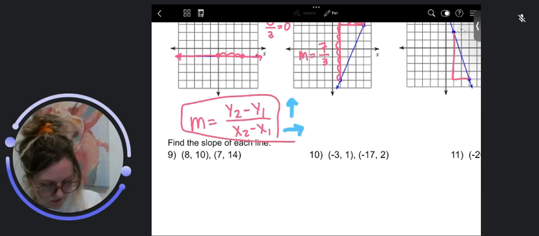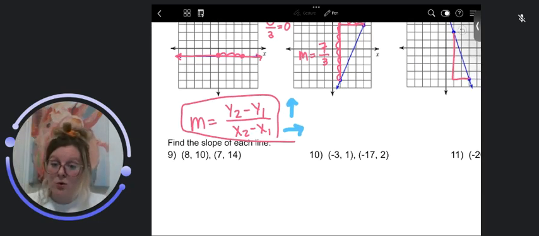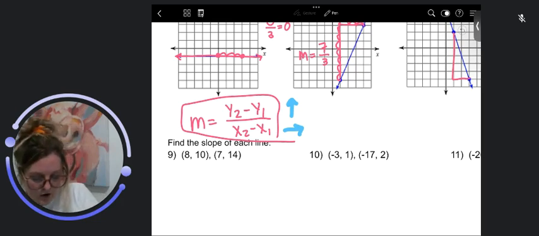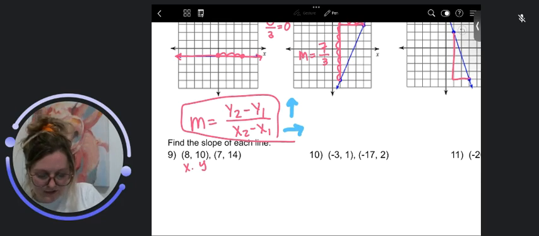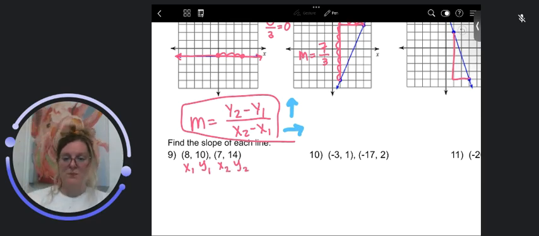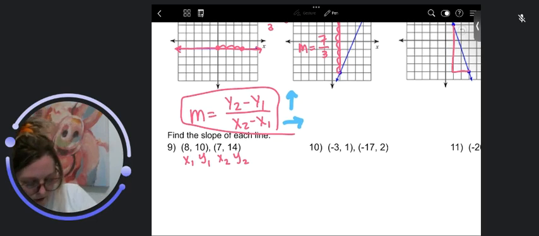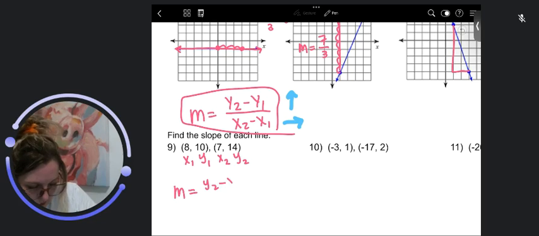Okay. Here we go. So we are going to always label our points x and y. Remember, our points are x and y. Well, this is the first point, so I'm going to label this x1, y1. And then my second point, x comma y, is x2, y2. We're just going to plug those into the formula that I just wrote above. So my slope is equal to y2 minus y1 over x2 minus x1.